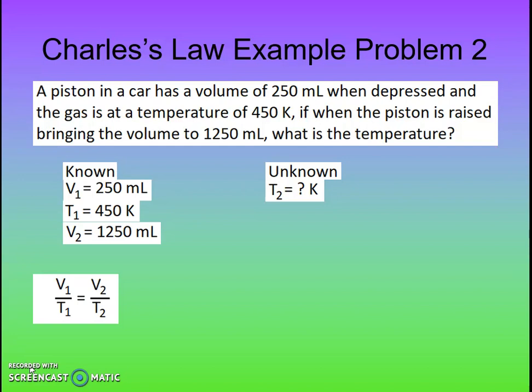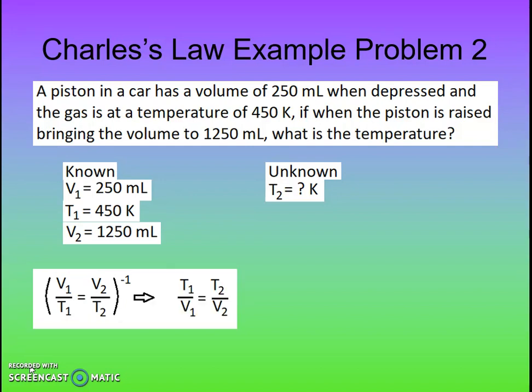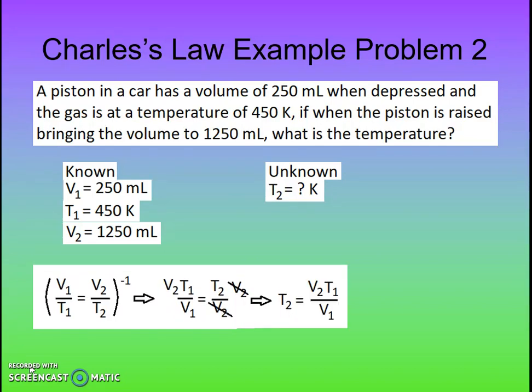So we need to get T2 to the numerator, and the easiest way to do that is to take the inverse of the entire equation. We flip the entire equation, both sides, and we now get T1 over V1 equals T2 over V2. Now it's much simpler to isolate T2. If I multiply both sides by V2, V2 reduces out, leaving me with the equation T2 equals V2 times T1 over V1. Now I can just plug in my variables.